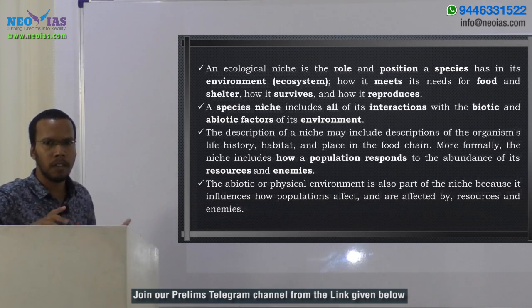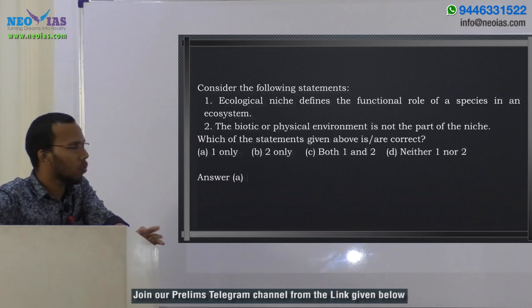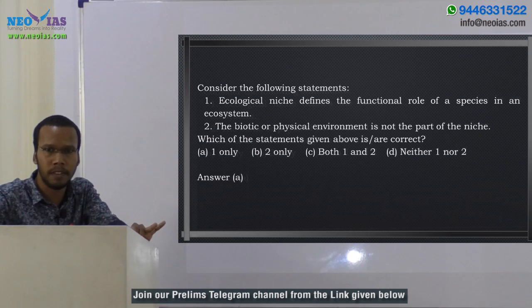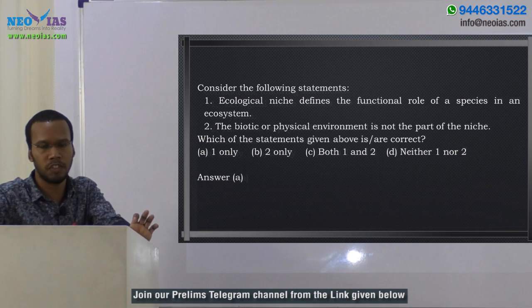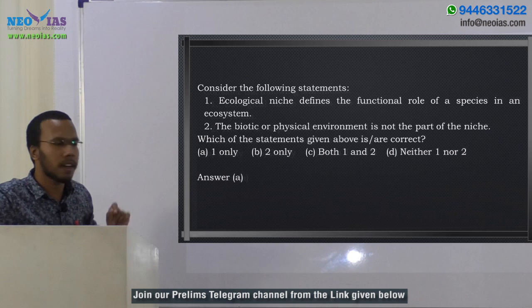Now coming to the question again. The first statement: ecological niche defines the functional role of a species in an ecosystem. Obviously it's a correct statement because ecological niche defines the role of a species or the function of a species as well as its position in the ecosystem. So here they are mentioning about the functional role. So first statement is correct.